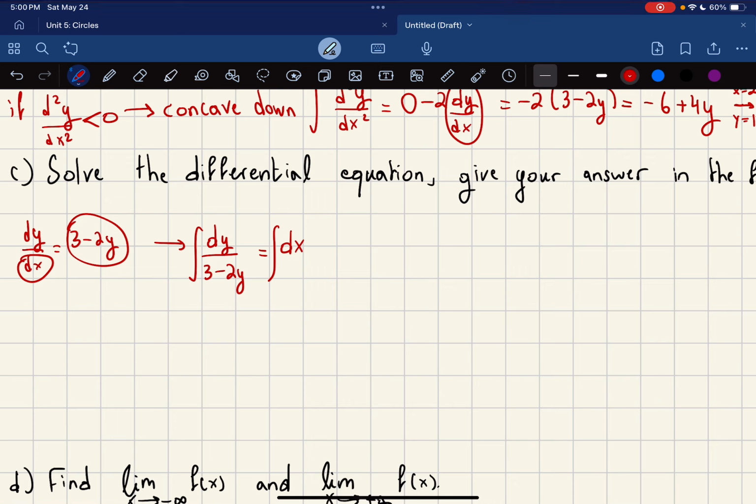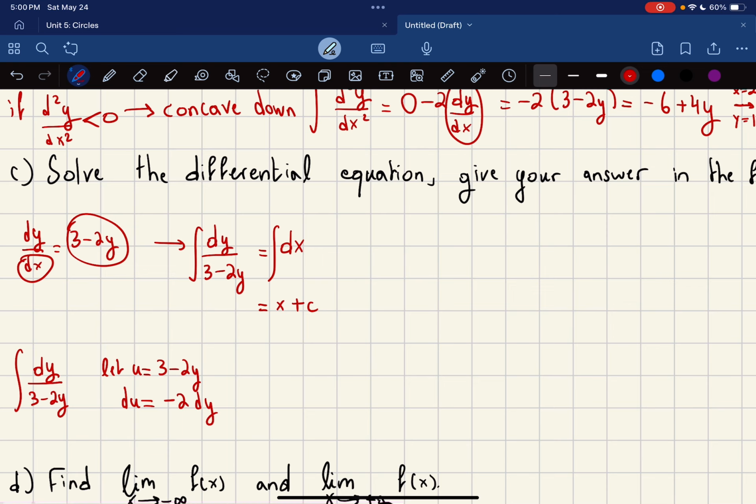The integration of dx is going to be fairly simple. It's going to be x plus c. Now the integration for dy over 3 minus 2y, this is the part that is going to cause a little bit of confusion. Hopefully not though. It's going to be integration with substitution. So we're going to say let u equal 3 minus 2y, and du is the derivative of 3 minus 2y, which is going to be minus 2 dy.